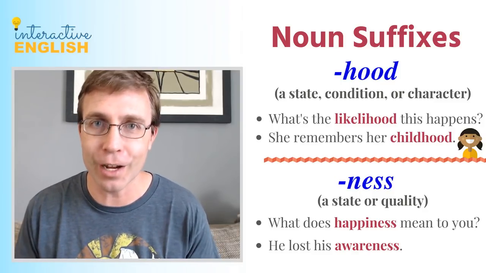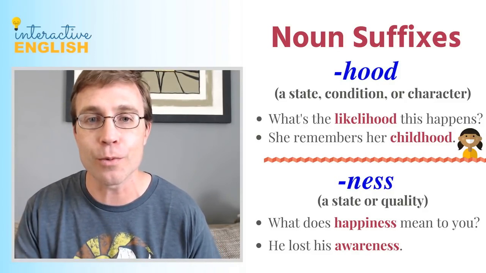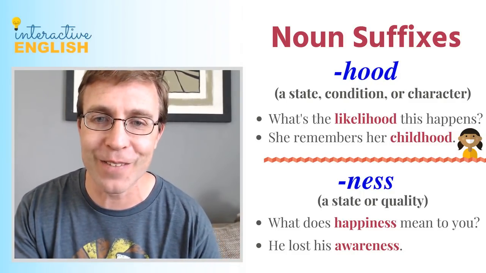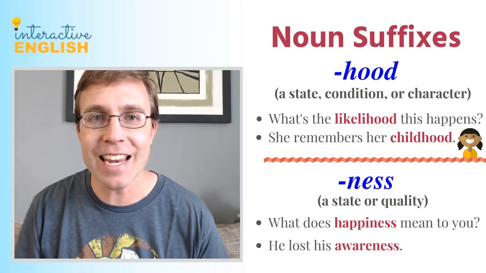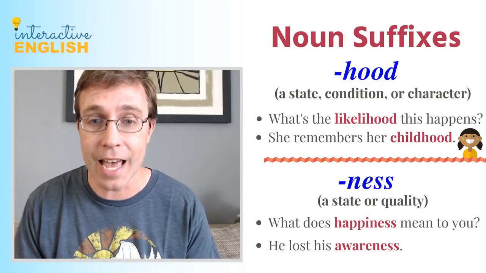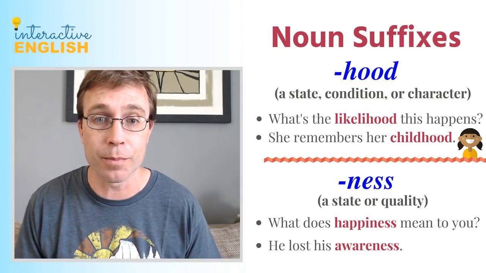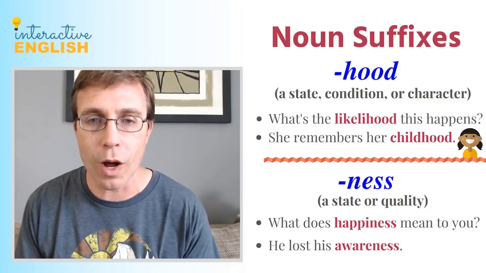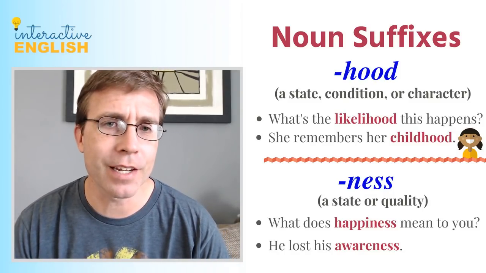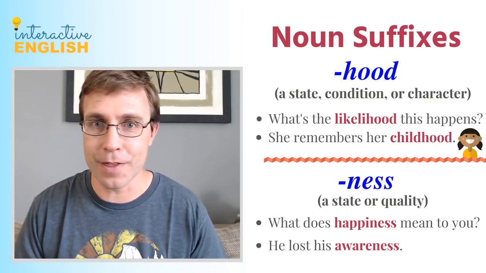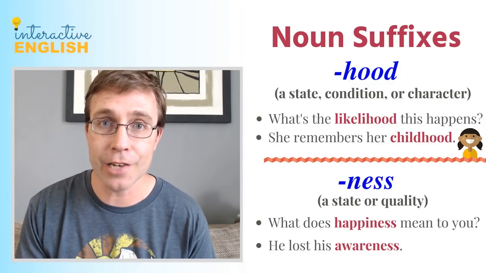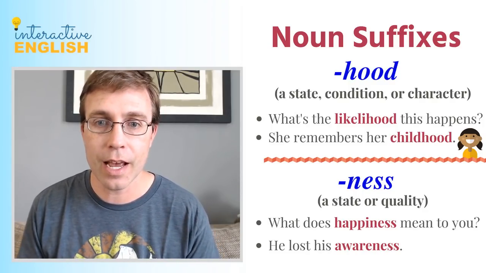She remembers her childhood. It's very specific. It's very to the point. If you guys can think of any other words in that chat, just write them down. Throw them down there. Now we have this one, NESS. You often see this one a lot at the end of certain adjectives and verbs. And it's talking about a state or quality. So for example, I might ask you, what does happiness mean to you? Happy, I think most of us know that word. If we want to make that adjective a noun, happiness.